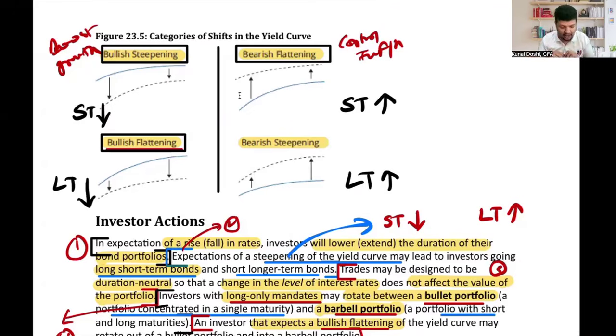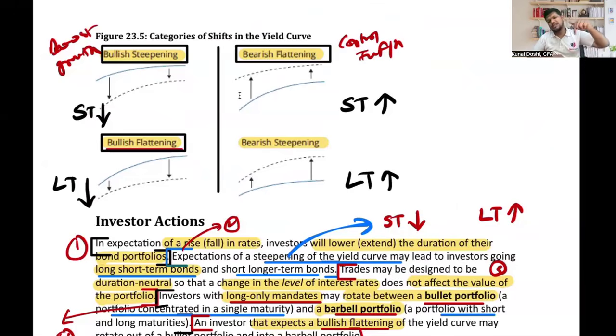So let me revise here. Normally the yield curve is where short-term yields are low and long-term yields are high, correct? But when I say bullish steepening, it is steepening more. Steepening more here means the short-term yields are falling further. This is when the monetary policy has decided to reduce the rates to boost the economy. It's a sign of an expansionary monetary policy, so it's a positive sign. So bullish steepening is considered a positive sign.